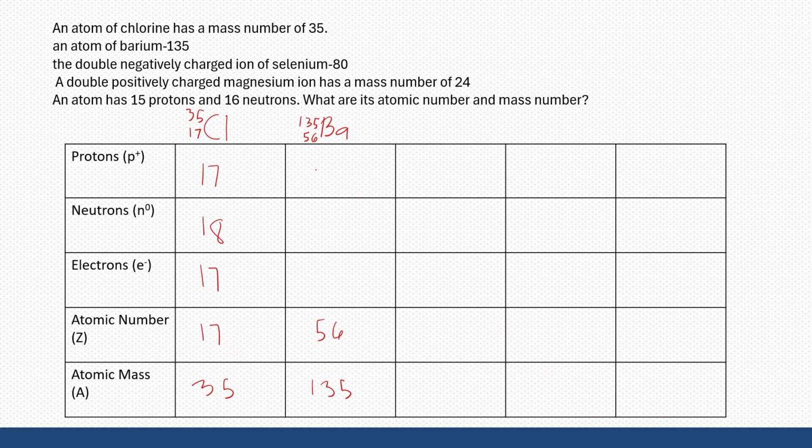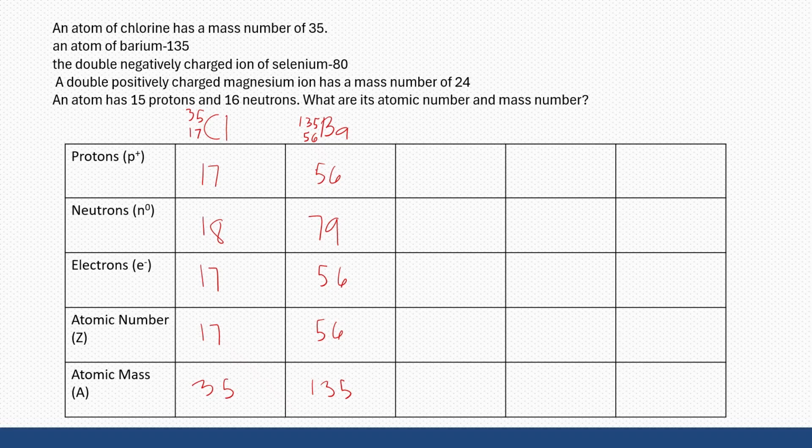Now, the protons, the same, 56, as well as the electrons. Again, the number of neutrons is your atomic mass subtracted by the number of protons. Therefore, barium 135 has 79 neutrons. Okay.